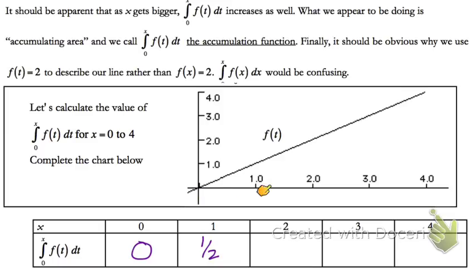The integral from 0 to 2: 2 times the height of 2 would be 4, half of that is 2. The integral from 0 to 3: 3 times the height of 3 is 9, half of that is 9/2. The integral from 0 to 4: 4 times 4 is 16, half of that is 8. So again, notice these new values: 0, 0, 1, 1/2, 2, 2, 3, 9/2, 4, 8. We could plot those and they would create a function, and that would be the integral, or the antiderivative of this function.